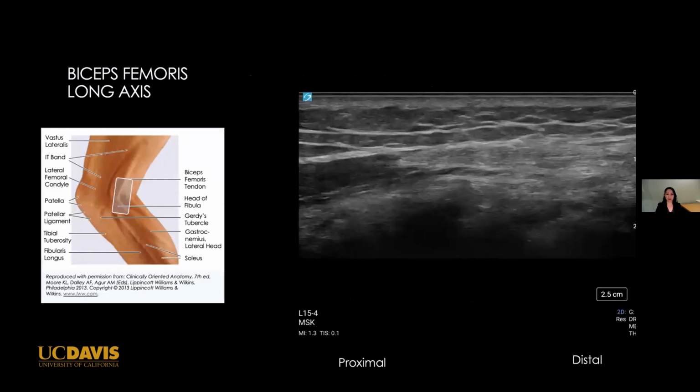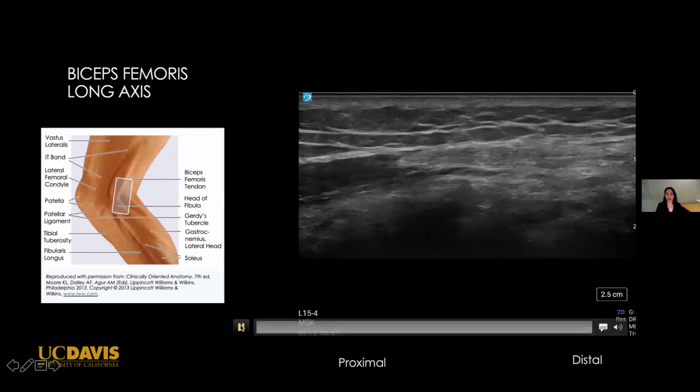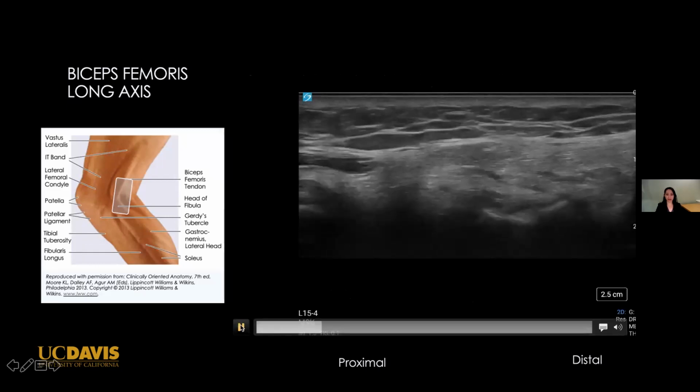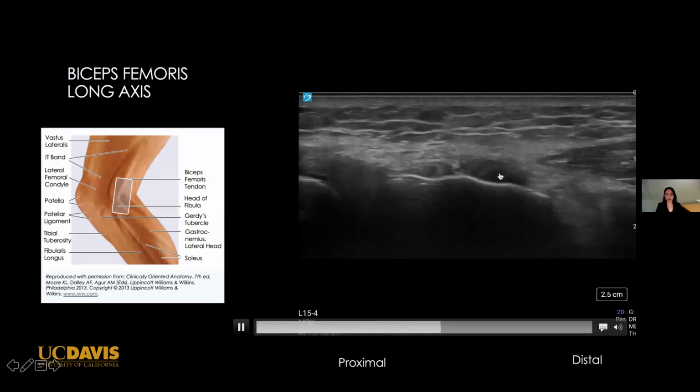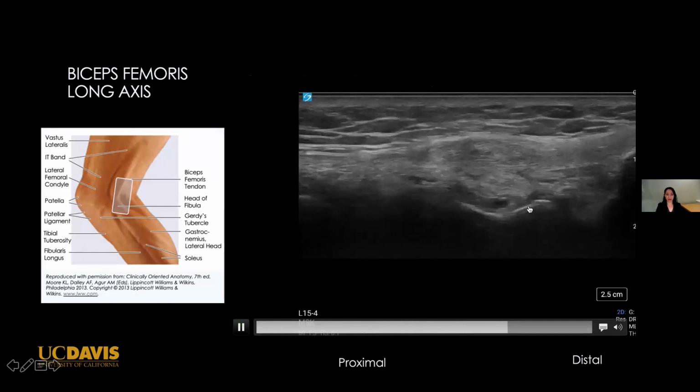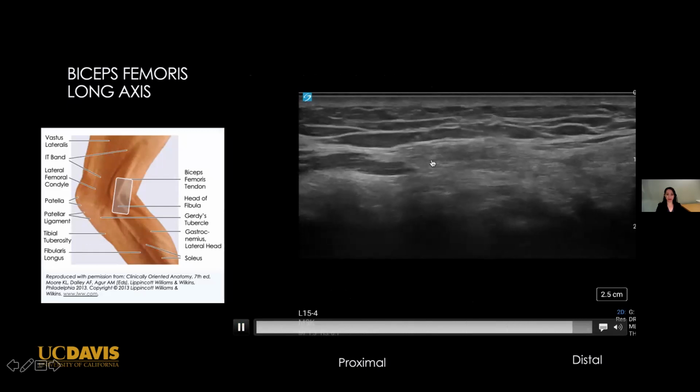So here we are. This video of the biceps femoris is in long axis, which further demonstrates how this insertion onto the tibia can cause this relative anisotropy here.